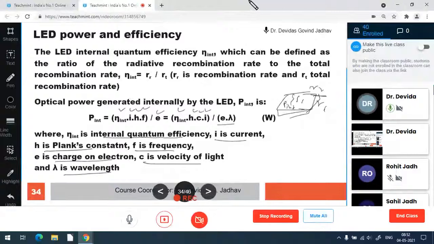So the internally generated power within the crystal structure, the internally generated optical power, is eta internal h I f divided by e, where I is the bias current, h is Planck's constant, f is the frequency of the photon, and e is the electronic charge. Or eta internal h c I upon e lambda, where c is the velocity of light and lambda is the wavelength of the photon. So this is the LED power which is internally generated within the crystal.